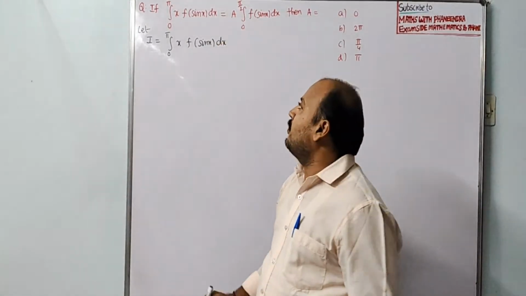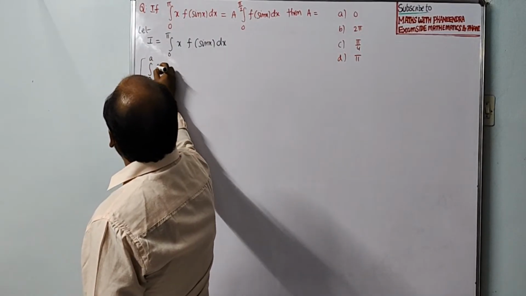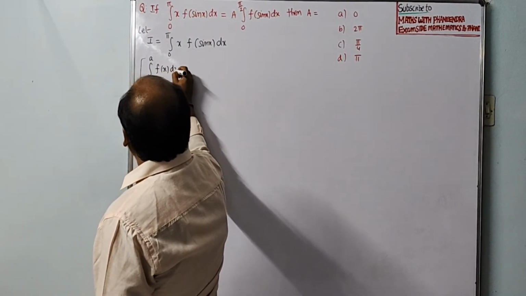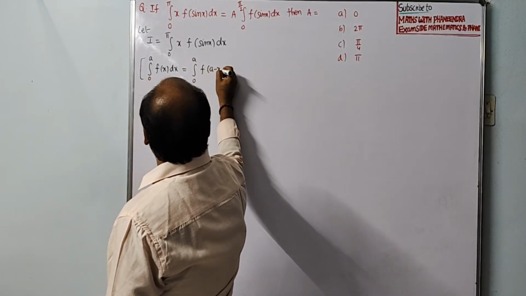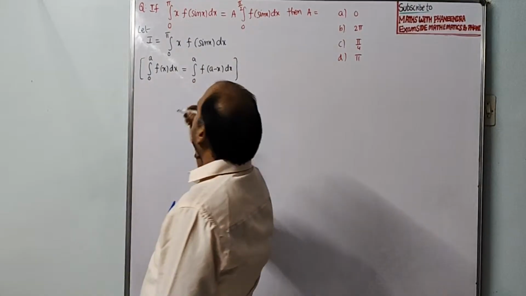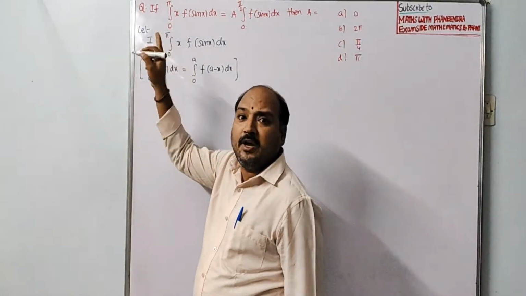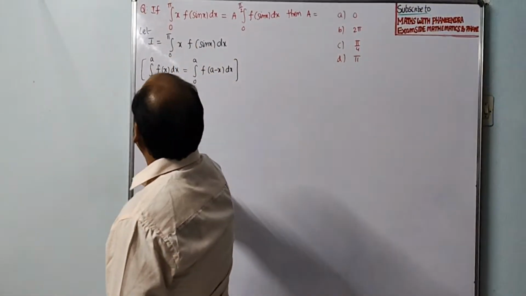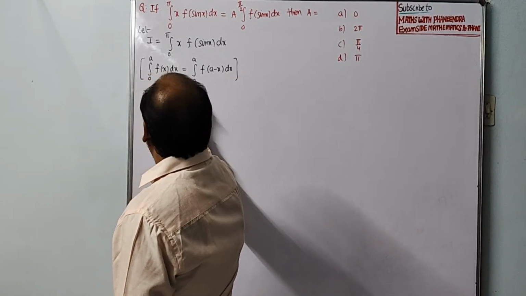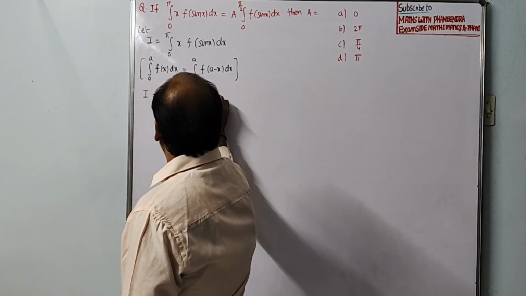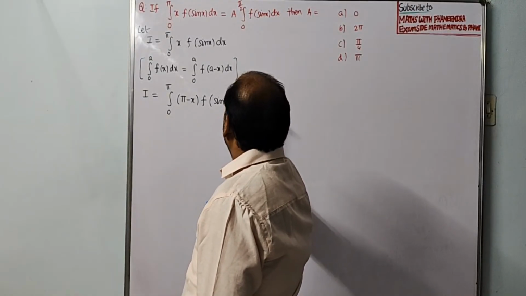By using one of the important properties in definite integration, integral from 0 to a of f of x dx equals integral from 0 to a of f of a minus x dx. So wherever x is there, replace with a minus x. That means in place of a here, what value is there? Pi. So pi minus x, you have to write it. So I equals integral from 0 to pi of pi minus x into f of sine of pi minus x dx.